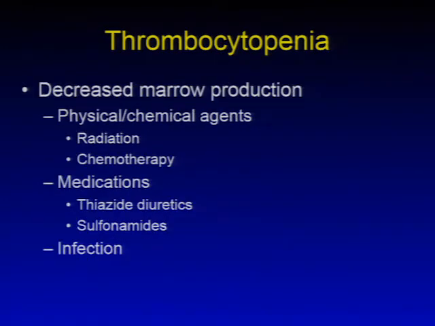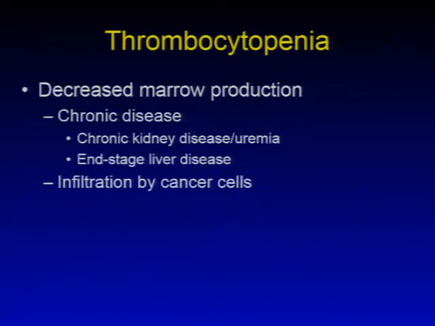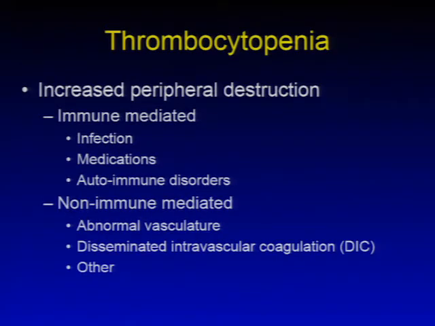Focusing in now on the decreased marrow production, what specifically can cause it? Well, physical or chemical agents, radiation therapy, chemotherapy, medications with some of the more common being thiazide diuretics or sulfonamides, infections such as hepatitis B, tuberculosis, even sepsis can lead to thrombocytopenia. Chronic disease, chronic kidney or end-stage liver disease can lead to decreased marrow production and result in thrombocytopenia, in infiltration by cancer cells, either primary or a metastatic process.